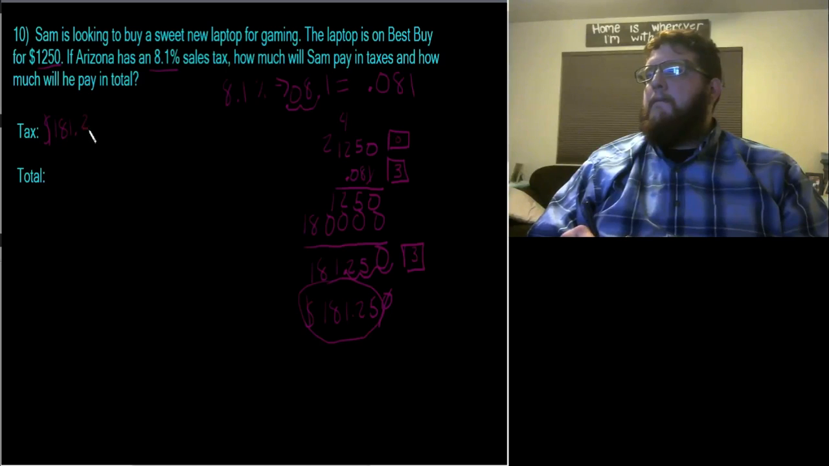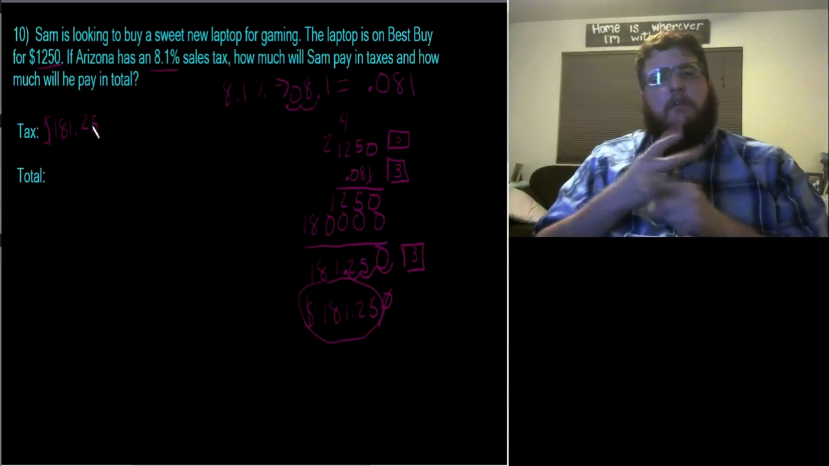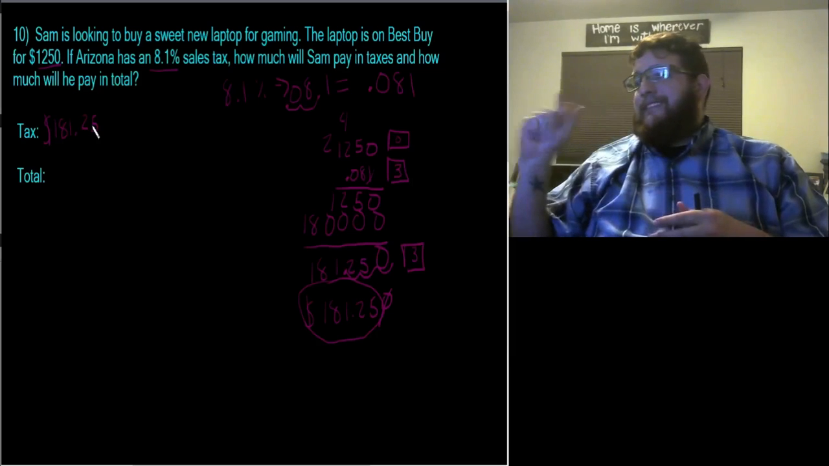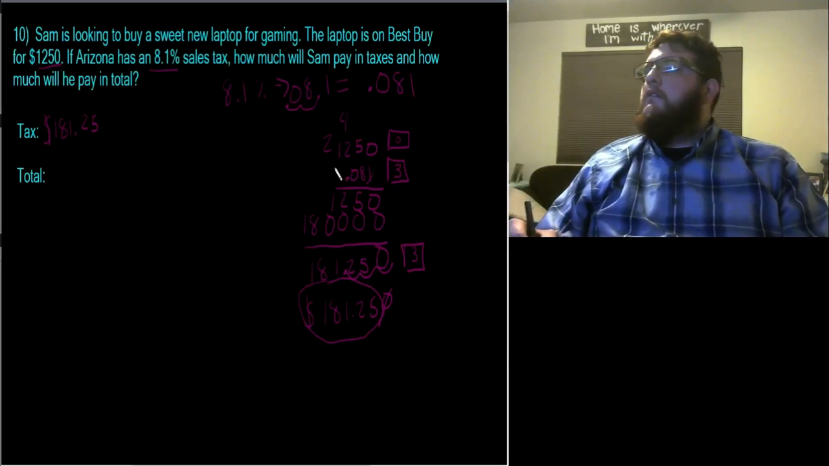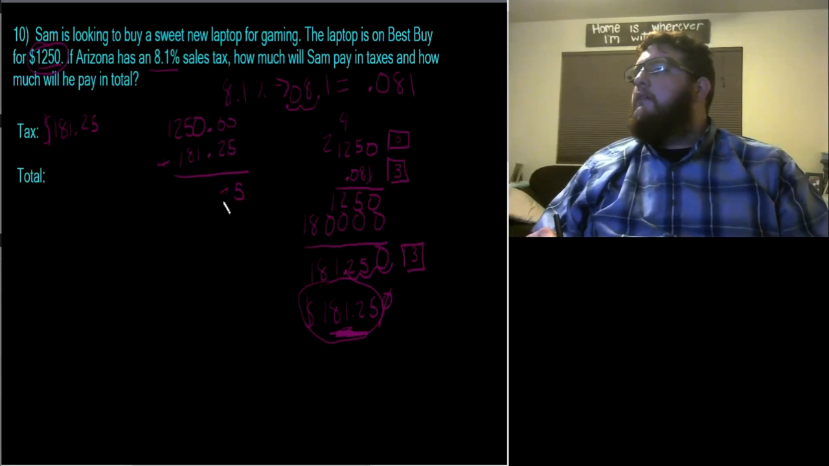$181.25. Now, in order to figure out the total price that Sam paid for this laptop, I would take the price of the laptop, $1,250, and add that to my tax that I'm required to pay, which we figured out was $181.25. Go ahead and line my decimal places up, fill in the place values that I'm missing, and just add straight down. Make sure to line up my decimal.